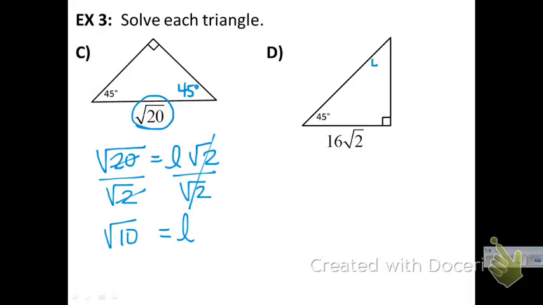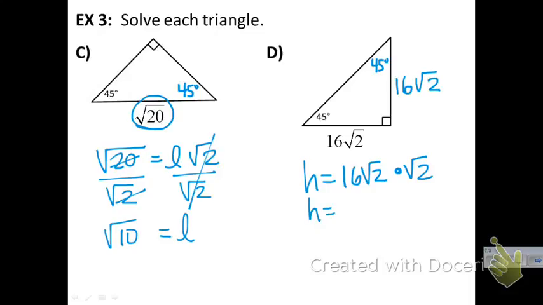On D, we do know we have a 45, 45, 90. And the side that has been given to us is a leg. So we know our other leg is 16 root 2. And we know that the hypotenuse is the leg, in this case 16 root 2, times root 2. So from here, root 2 times root 2 is 2, or the square root of 4, which is 2. And 16 times 2 is, oops, 32.